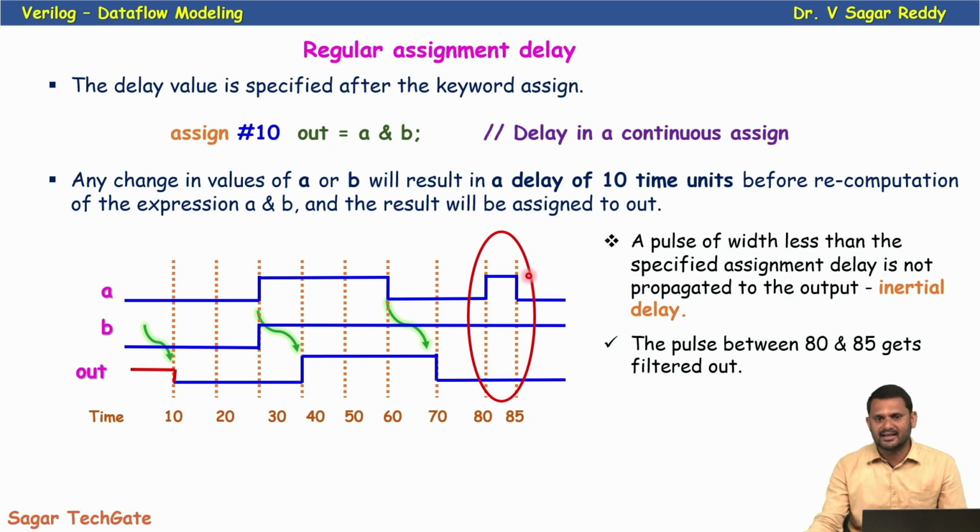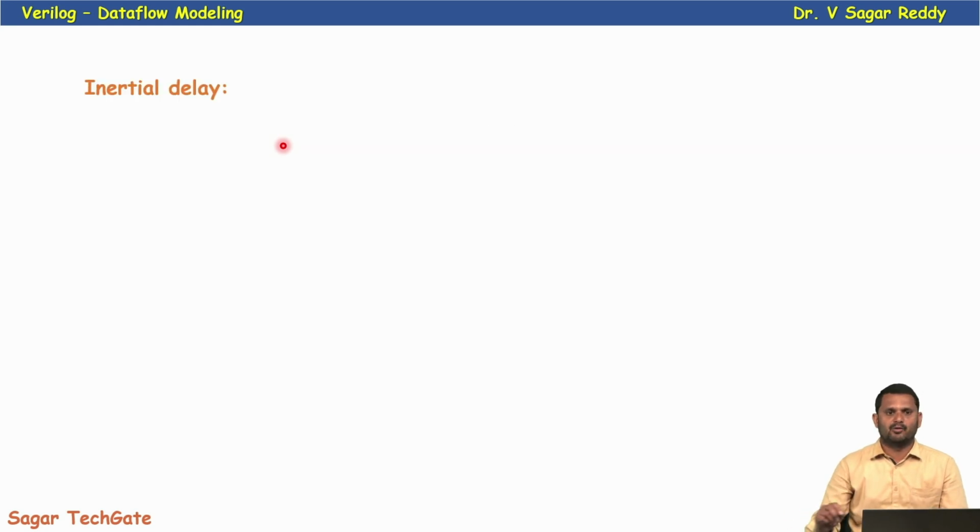For example, if this A changes from 0 to 1 at 80 and 1 to 0 at 85, what is the duration here? Only 5 time units. But the actual delay specified is 10. So it is less than this 10, so it won't propagate to the output. It gets filtered out. I'll explain in detail if you want. So this is the inertial delay.